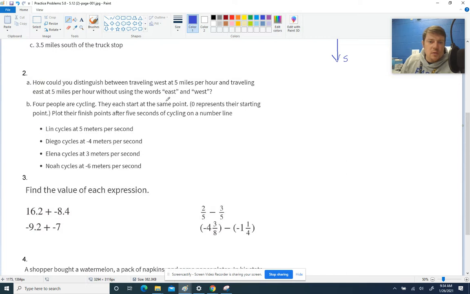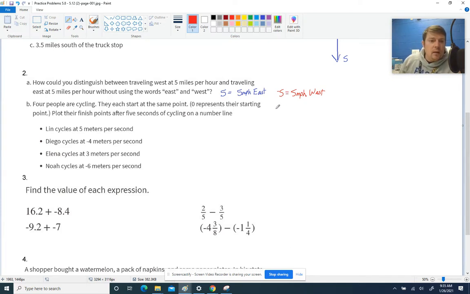How could you distinguish between traveling west at 5 miles per hour and traveling east at 5 miles per hour without using the words east and west? You could say that 5 equals 5 miles per hour east. And to show that you're going in the complete opposite direction, you could say that 5's opposite, negative 5, equals 5 miles per hour heading west. We've been doing that on our camera examples with the cars on the highway.